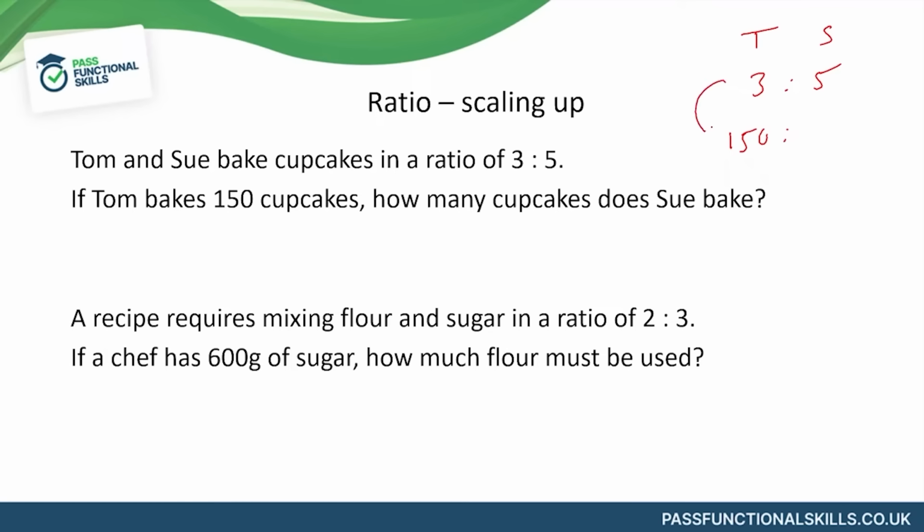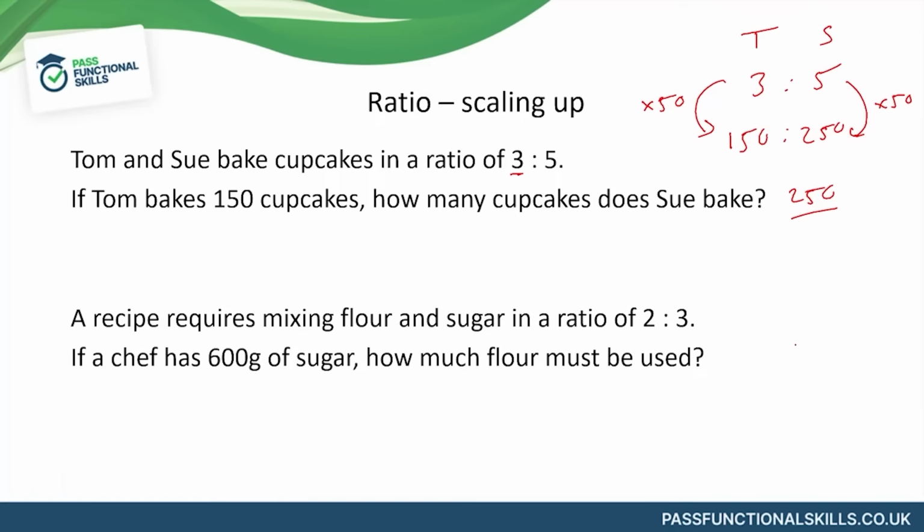So how many times greater than 3 is 150? Well, 150 divided by 3 is 50. So we've boosted this ratio by 50. So Tom has made 50 times more cupcakes than the given number in the ratio. So therefore we need to do the same to Sue as well. 50 times by 5 is 250. So Sue bakes 250 cupcakes.